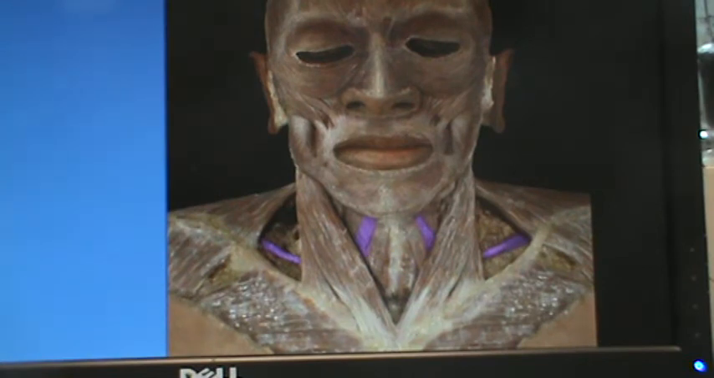Ooh. What is the origin of this one? That would be the scapula. What would be the insertion of this one? That would be the hyoid. What would be the action? Depresses the larynx. Okay. So let's go on to the next.